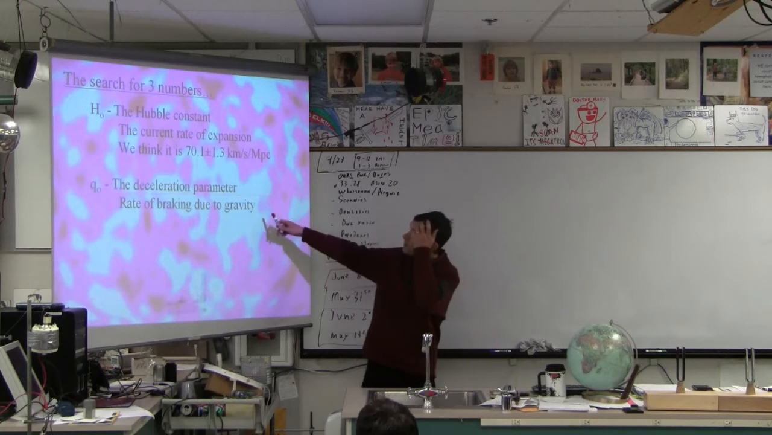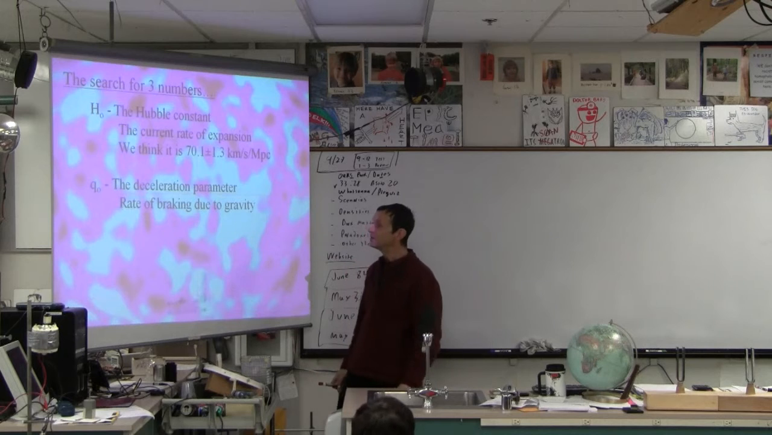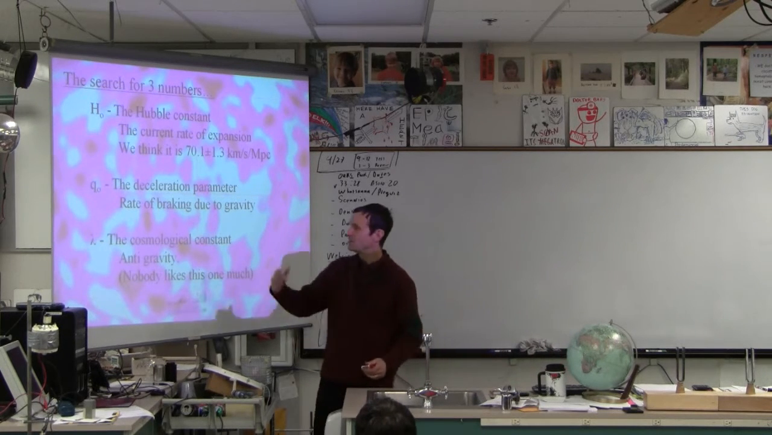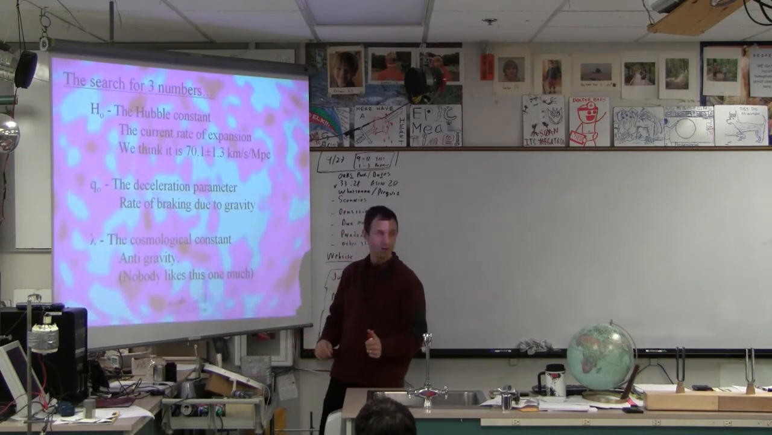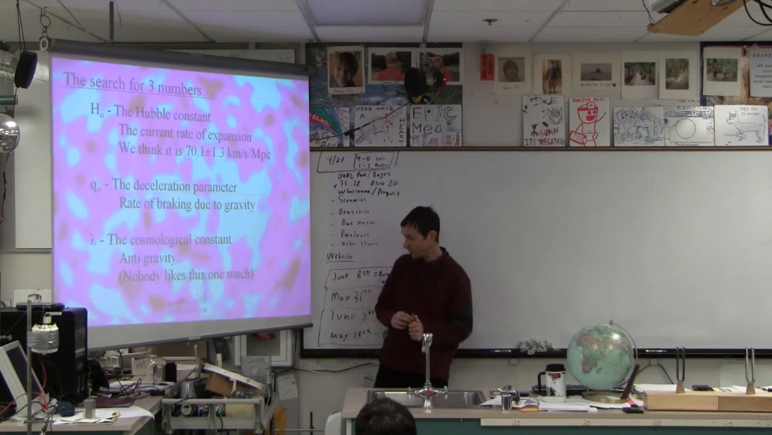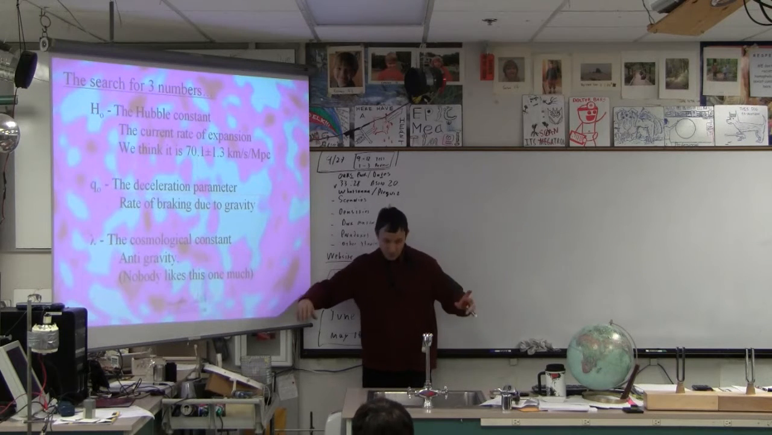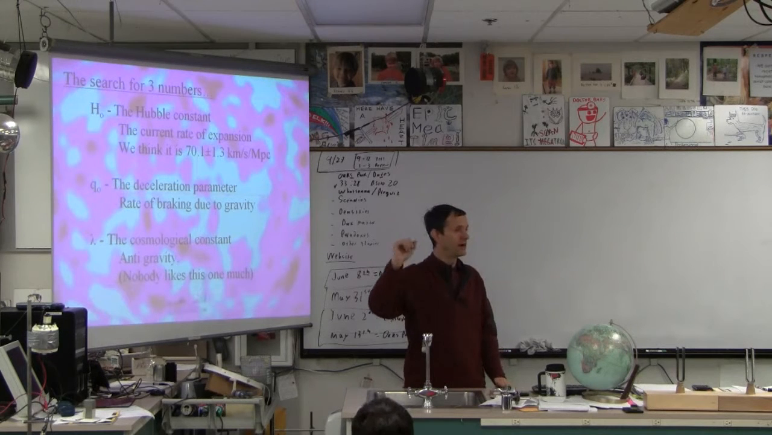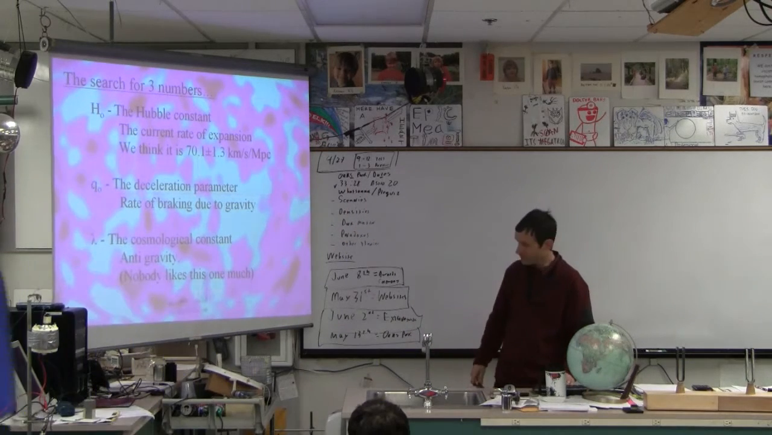Then there's Q naught, the deceleration parameter. This is the rate of braking due to gravity. And then there is lambda, because we've got to use the same letters over and over again. This one is the cosmological constant. It's like an anti-gravity. Nobody really likes this one, but it seems like something like anti-gravity is going on. What's funny is that Einstein put it in general relativity, retracted it, and now something like that's going on, which is kind of funny. That's not irony, though.